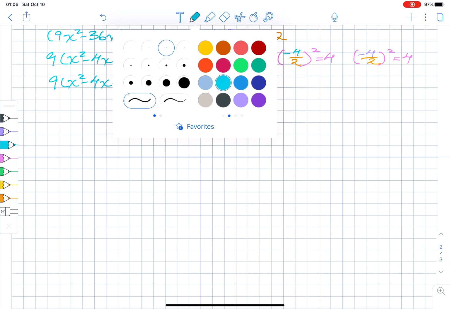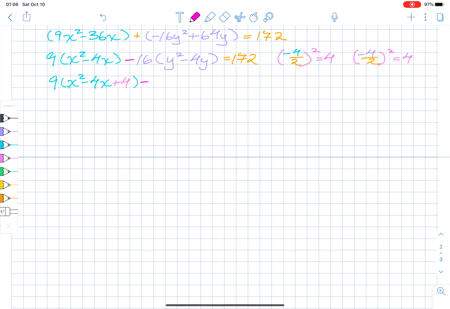from which we're subtracting 16 times the quantity y squared minus 4y plus 4. But whatever I add in, I need to subtract out. So I need to subtract out 9 times 4 and subtract out a -16. So let me just do -16 times 4 and set that equal to 172.